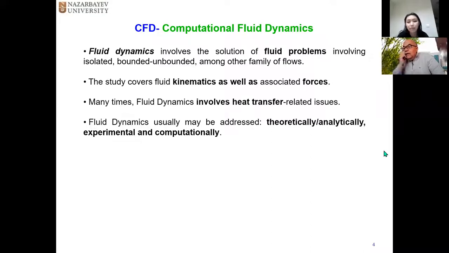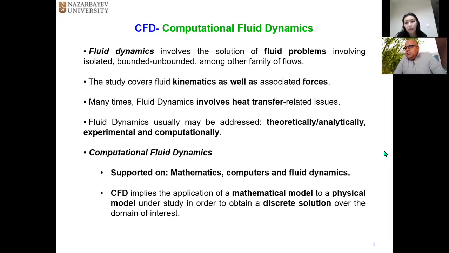Okay, sorry. Then it deals with heat transfer as well, and is an alternative to theoretical and to experimental fluid mechanics. My work is based on computational fluid dynamics. Okay, let me continue.